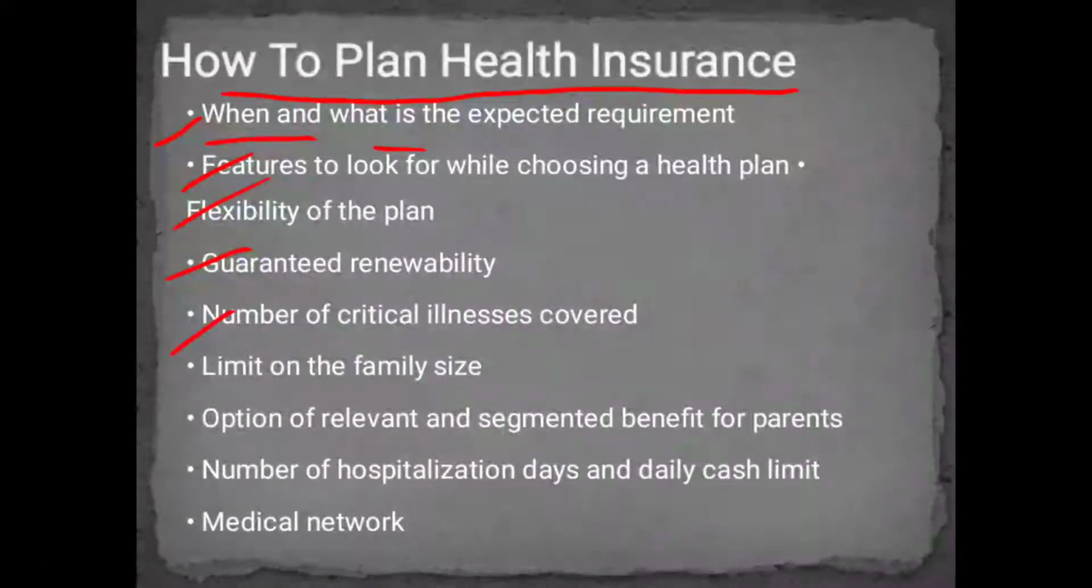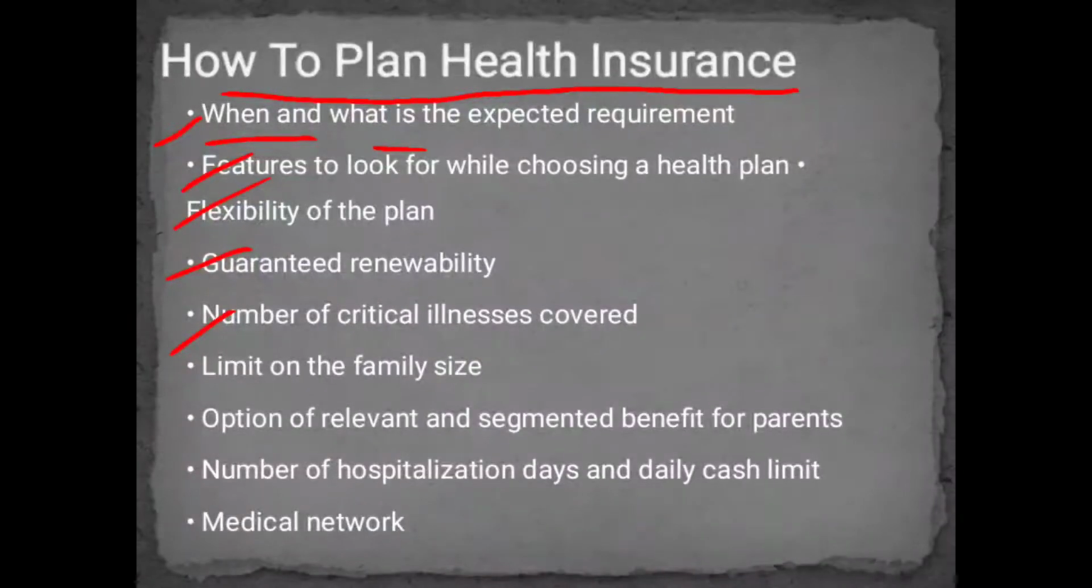Then the number of critical illnesses covered. There are many critical illnesses, and which of them are covered has to be looked into. Some severe illnesses insurance policies will not cover, because they involve heavy expenses, and the insurance companies also cannot bear them. A person may go into a coma and not come out at all, and in such cases, for how many days and years will they keep him in the ICU? Such things are there.